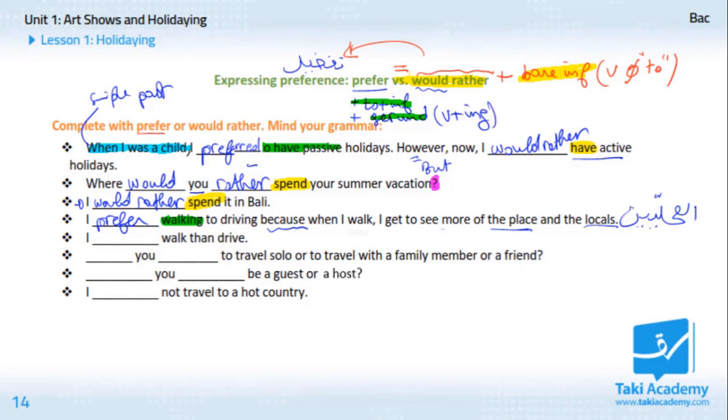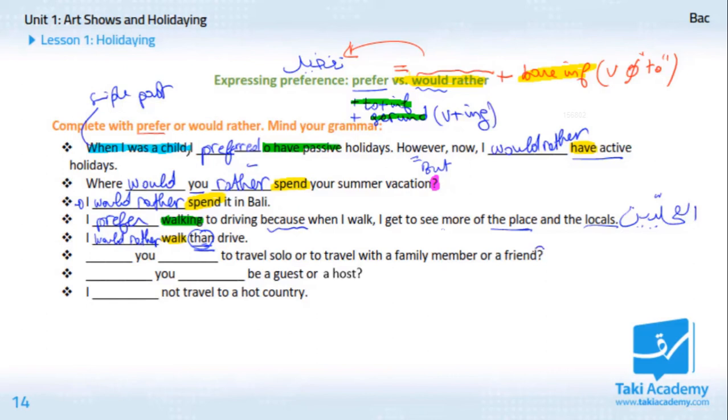And here I have walk. This is a bare infinitive, so I should write would rather. I would rather walk than drive. Remember, when we are comparing two things, we should always use than. And we write than with an A, not with an E, okay?